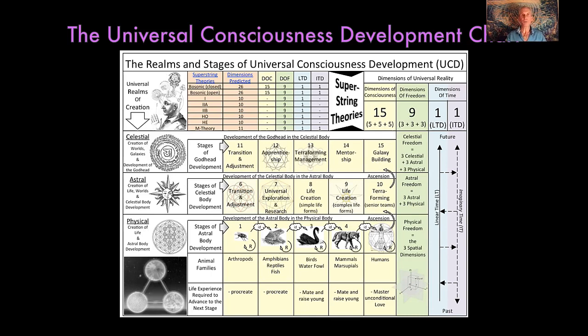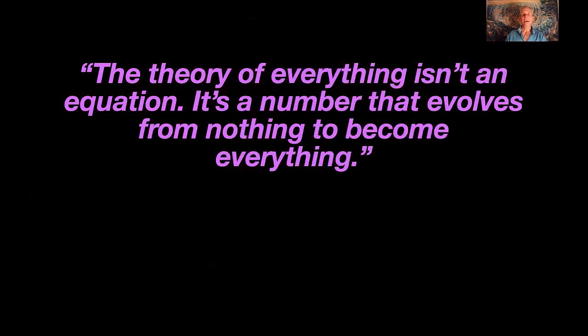So there you go. Okay, I'm almost done, but I'm going to leave you with a famous, well, I guess it's not famous yet, but I hope this is a famous quote because I think it's worthy. The theory of everything isn't an equation. It's a number that evolves from nothing to become everything.